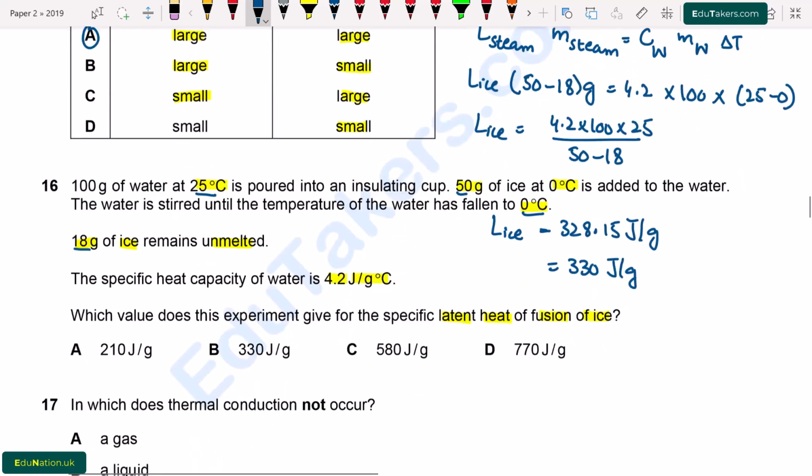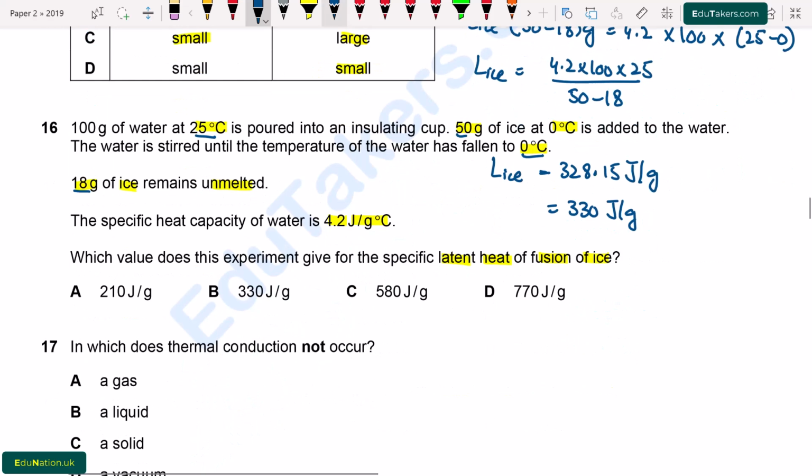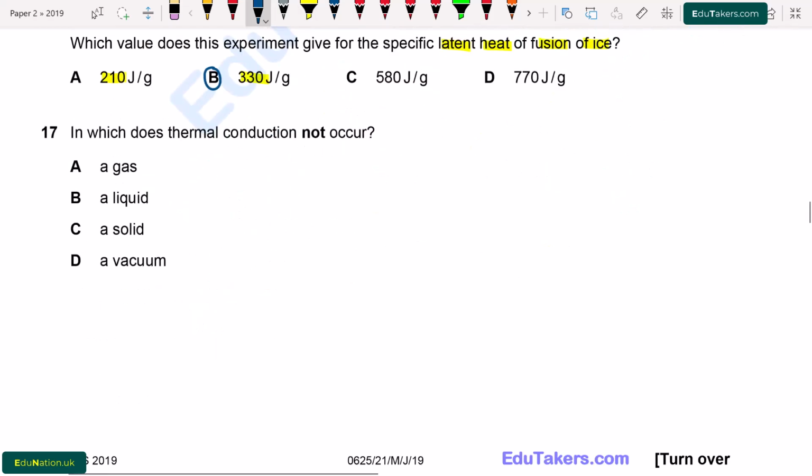Now we see the options. Option A 210 joule per gram, B 330 joule per gram. So B option is correct. Question number 17. In which does thermal conduction not occur? A gas, B, a liquid, C, a solid and D, a vacuum. In which one of the following the thermal conduction does not occur? So it is the vacuum. Option D is correct.